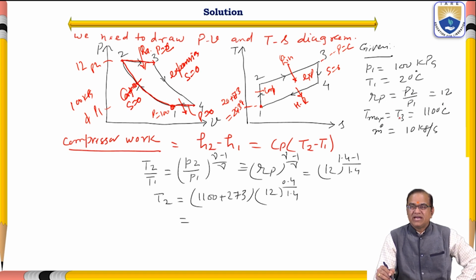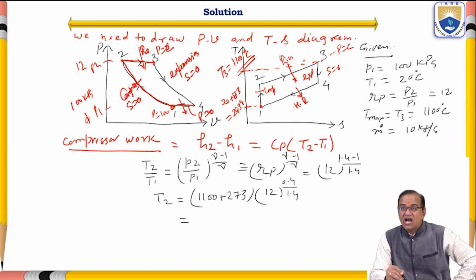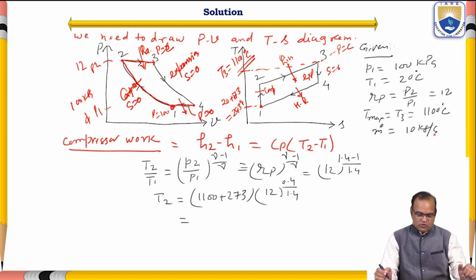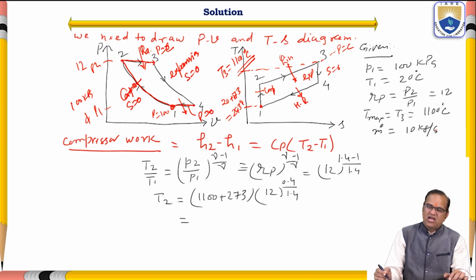T maximum is T3. T3 is given as 1100 degrees centigrade. This is the maximum temperature at which, after burning of the fuel, the turbine is getting the temperature of 1100 degrees centigrade, and the mass rate is given as 10 kg per second. So now we have to find out step by step.